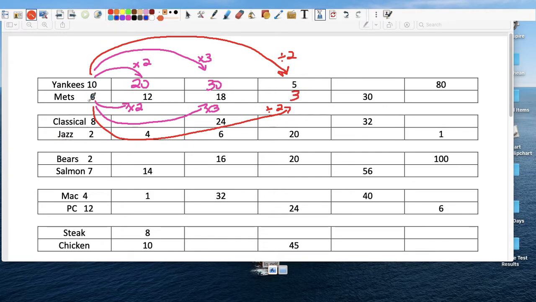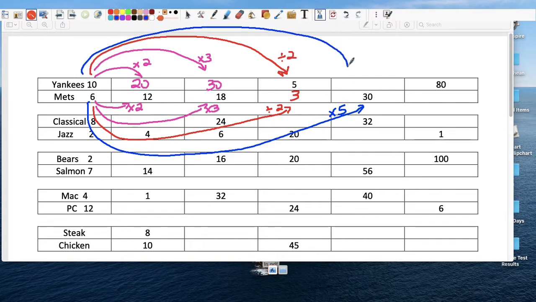Continuing. How did that 6 become a 30? Times 5. So what are we going to do to the 10? We're going to multiply it by 5. That's going to give me 50. Last one. How did that 10 become an 80? That's easy. Times 8. So I use that same relationship, and I'm going to multiply the bottom by 8 and that gives me 48.